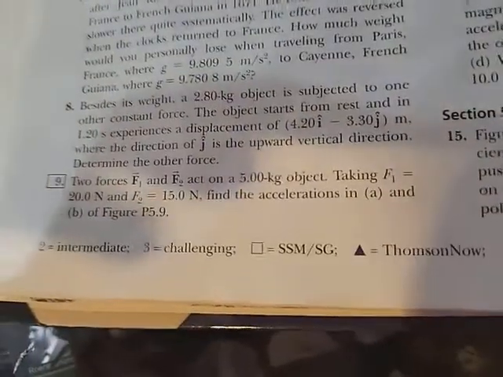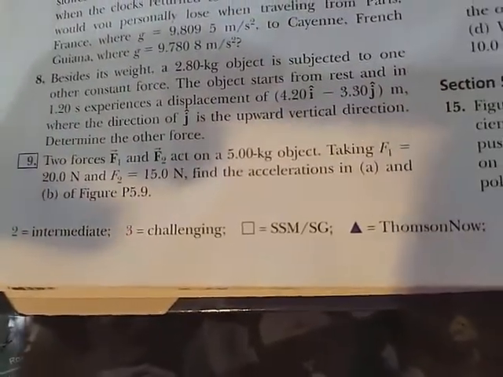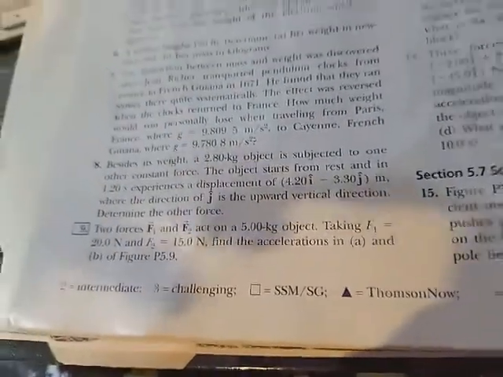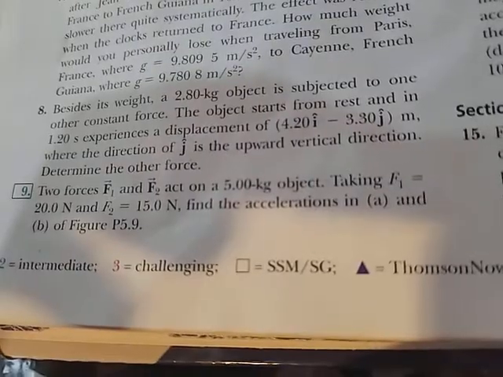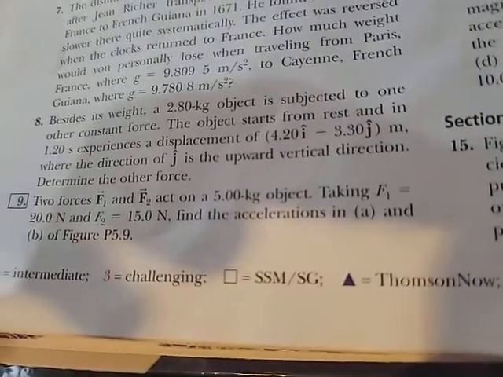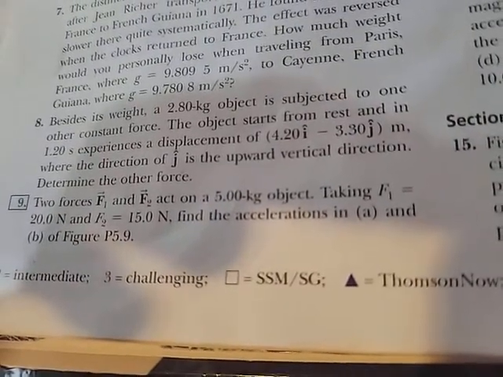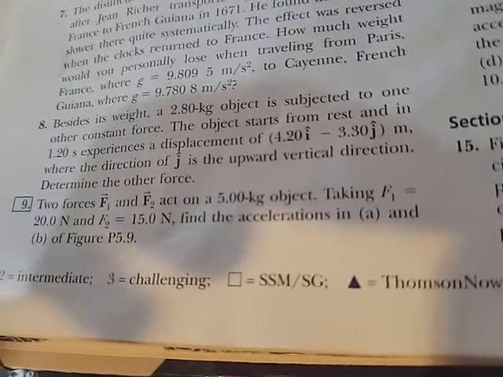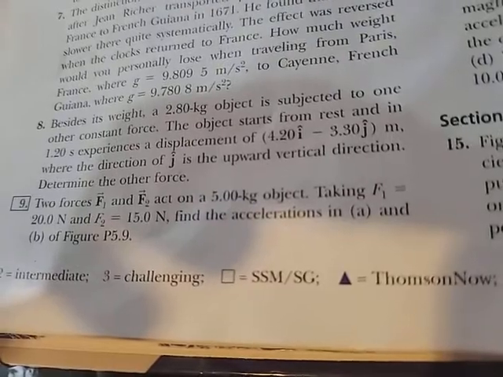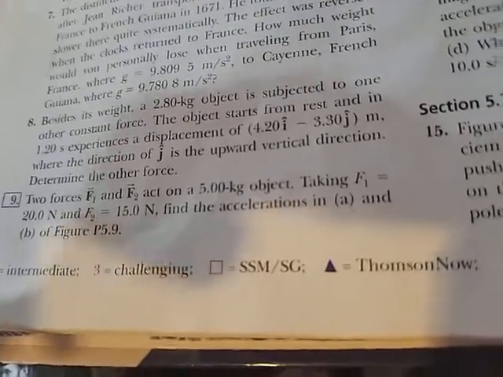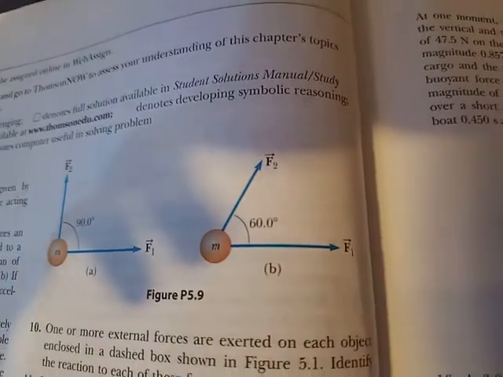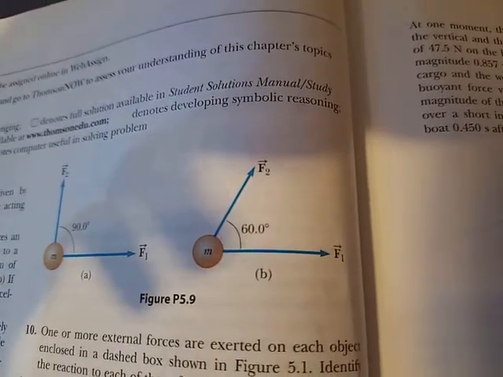Okay, chapter 5, number 9. That's the problem. I hope you guys know how to read, because two forces F1 and F2 act on a 5 kilogram object, taking F1 equaling 20 newtons and F2 equaling 15 newtons. Find the accelerations in A and B of figure P5.9. A is on the left, B is on the right. So let's get to it.